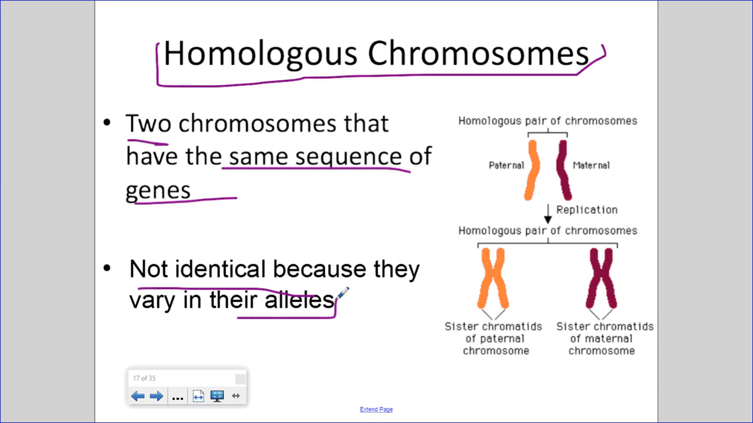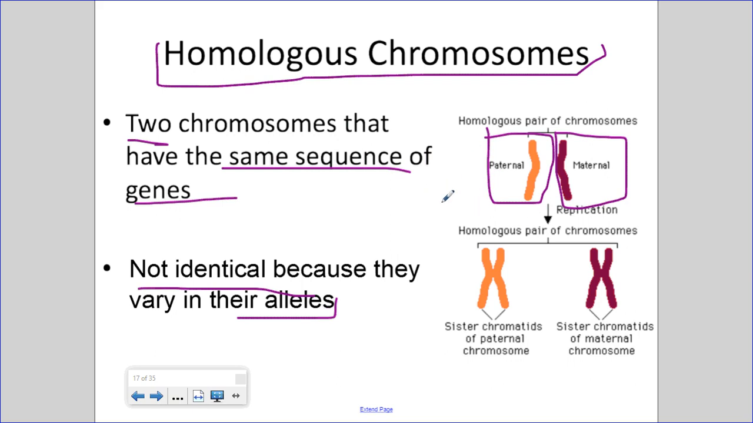So where do those two chromosomes come from? Remember that one chromosome will come from dad, one chromosome will come from mom. And because these two chromosomes will have the same sequence of genes and will have the same position of centromere, they will be referred to as homologous pairs of chromosomes.